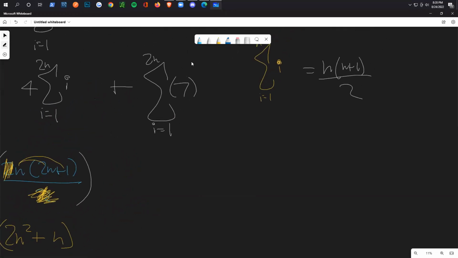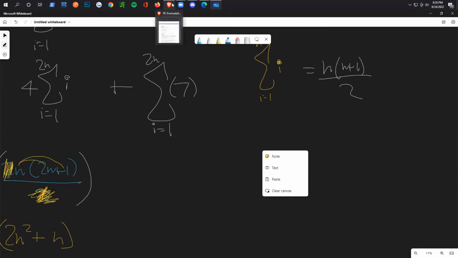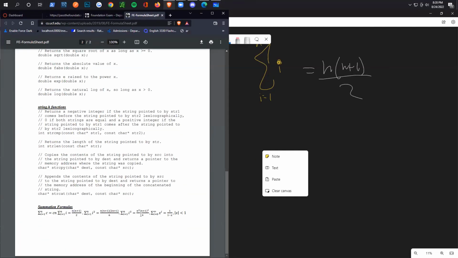Now let's go to what we have over here. This is a common formula. I don't think it's on the formula sheet. Let's make sure. Is there a constant formula? Okay, I don't see it. Actually, it might be the first one. The first one, but oh no, this is not it. This is different.